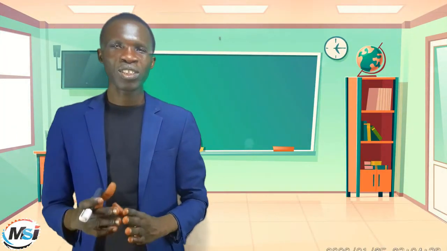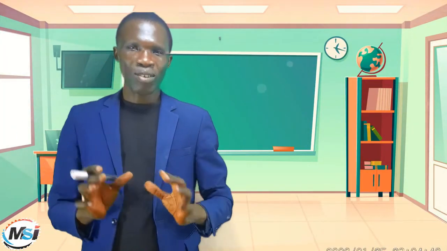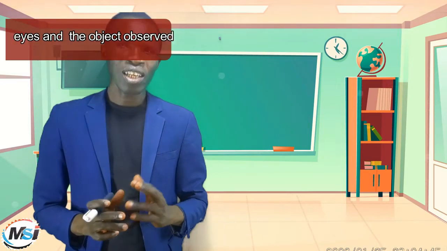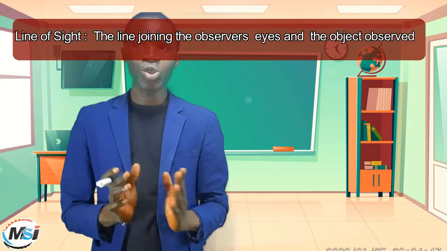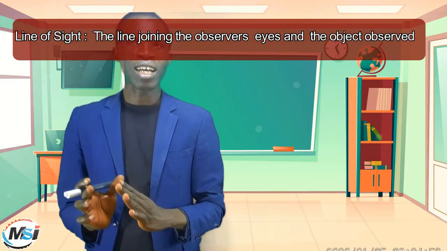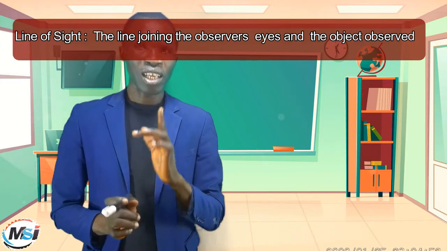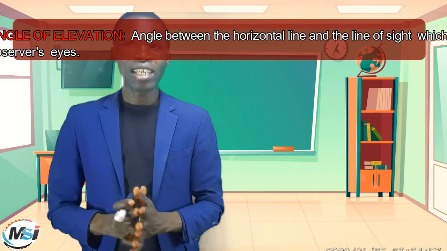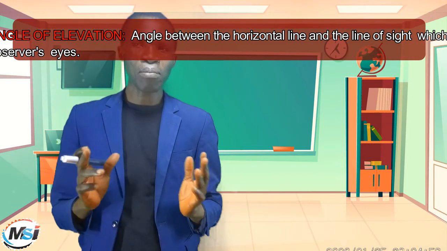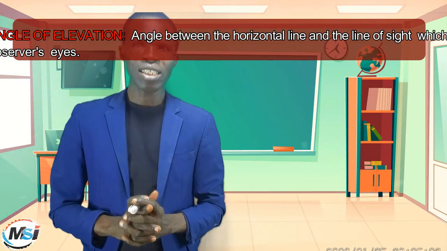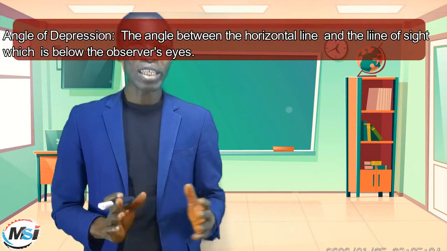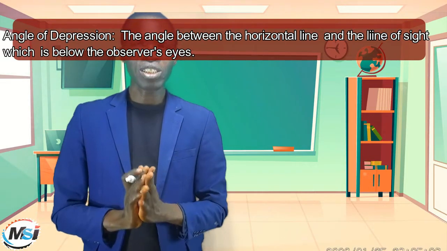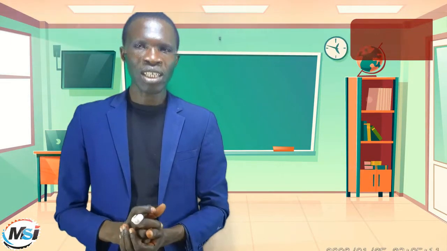I believe you enjoyed this class for today. We need to recap everything we have done so far. Number 1, line of sight. That is the line joining the observer's eyes and the object observed. Angle of elevation, the angle between the horizontal line and the line of sight, which is above the observer's eyes. Angle of depression, the angle between the horizontal line and the line of sight, which is below the observer's eyes.